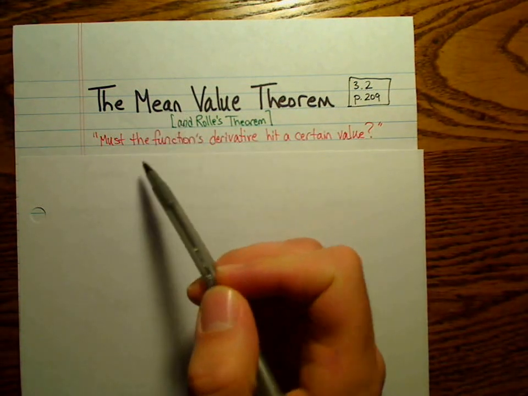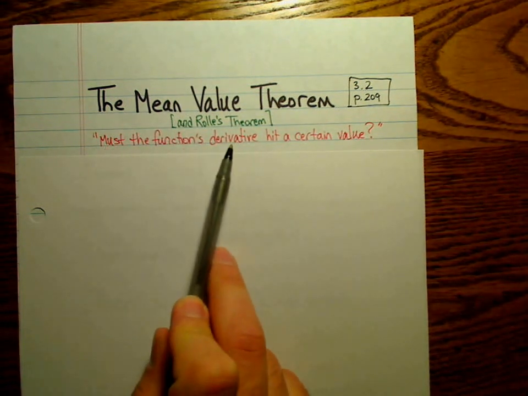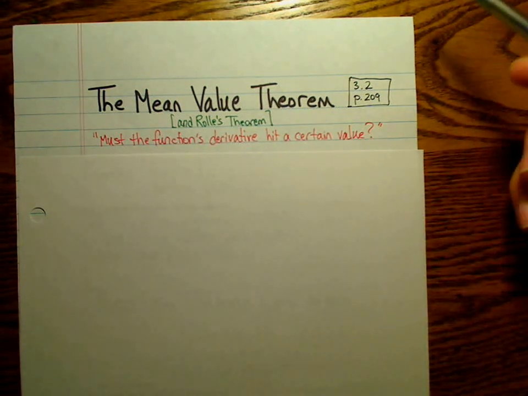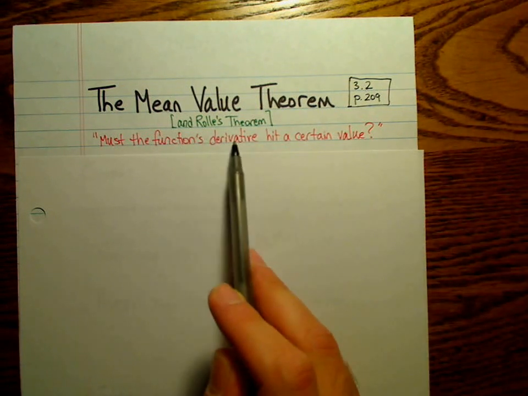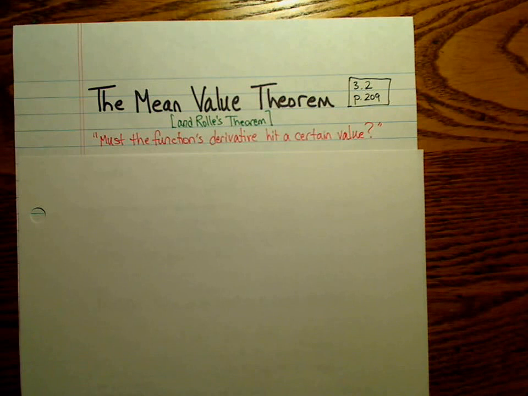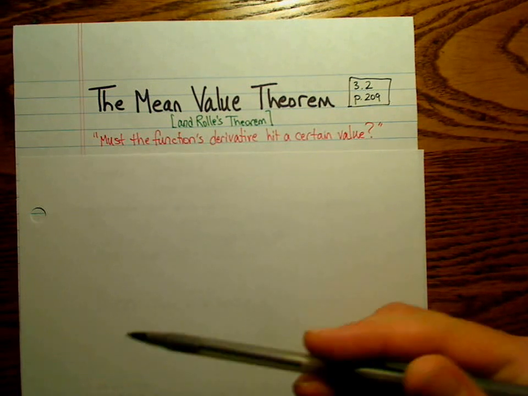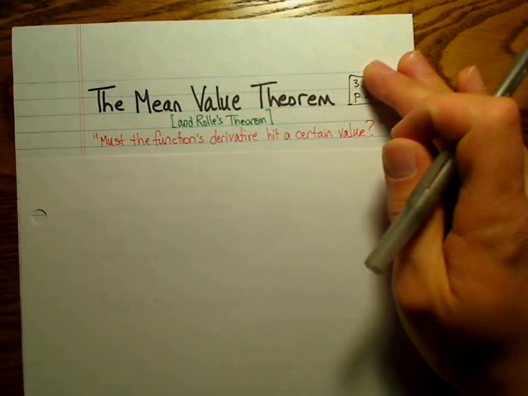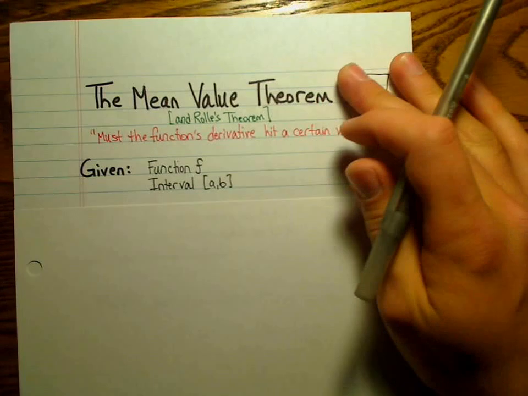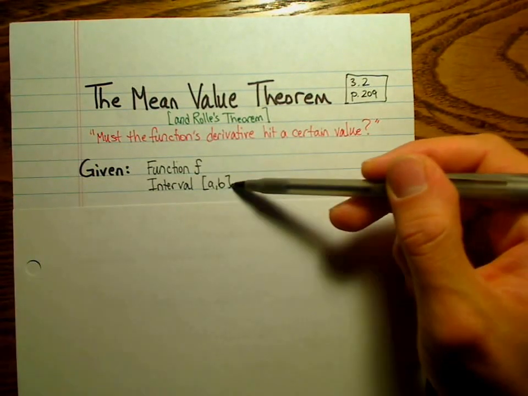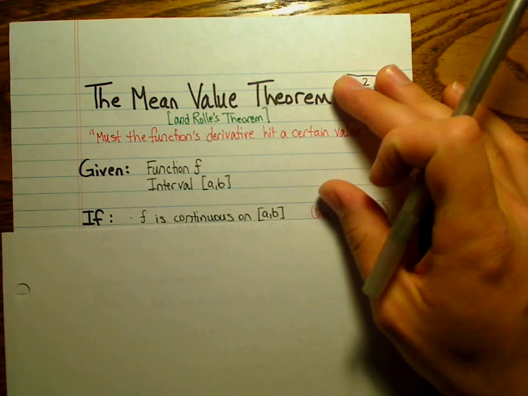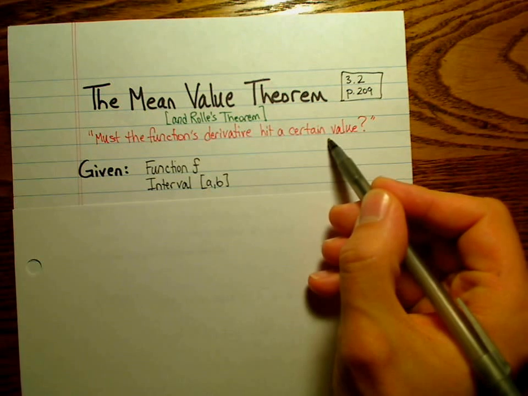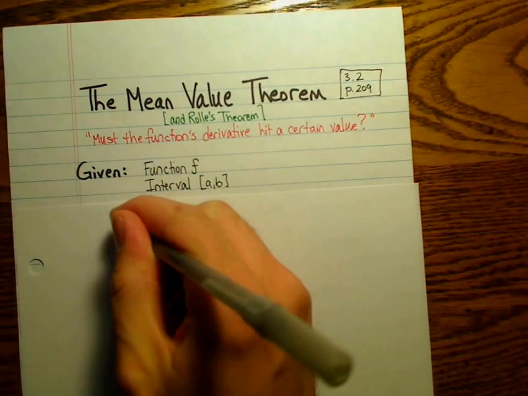And here, what makes this different than the other ones is that the function's derivative must hit a certain value. And we don't get to pick that certain value. It's based on everything else going on in the problem. But it's about the function's derivative hitting a certain value, unlike the other two that were all about the original function having a certain height. It's about the function having a certain slope, or the function's derivative having a certain height. So we are given a function f, and we are given an interval from a to b. All right. And what we're interested in, that certain value that they're talking about, is going to be the average rate of change.